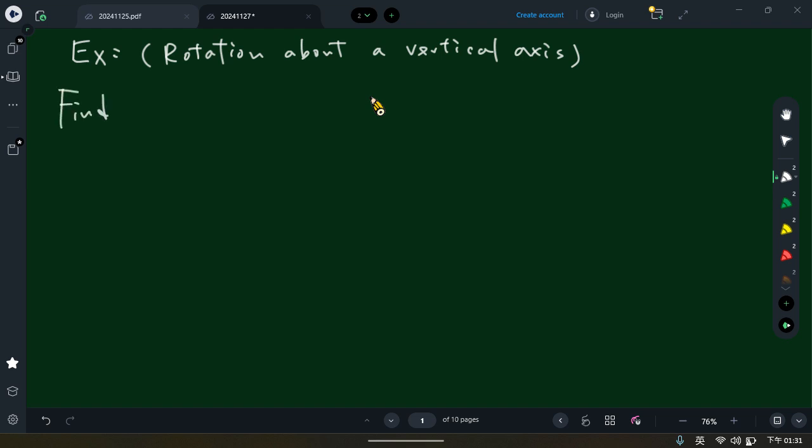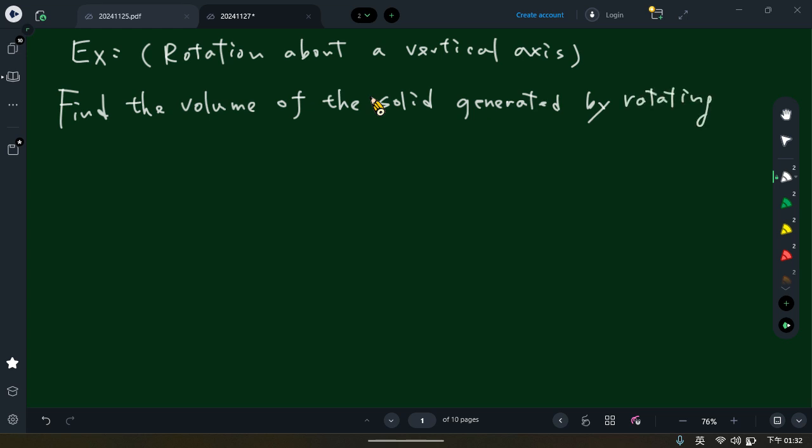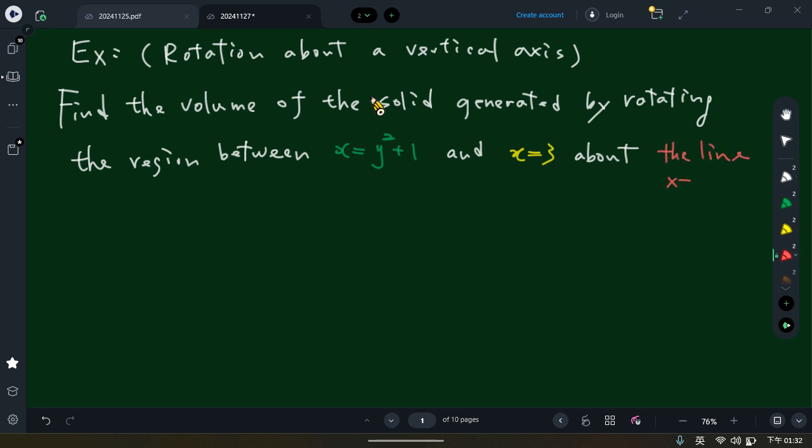Okay, the question just looks like this. Please just find the volume of the solid which is generated by rotating the region between s is equal to y squared plus 1 and s is equal to 3 about the line s is equal to 3.